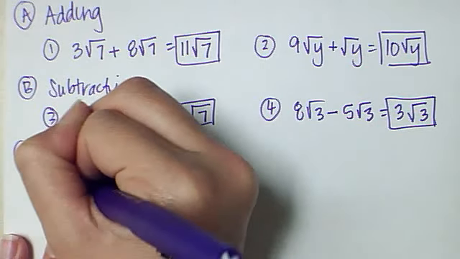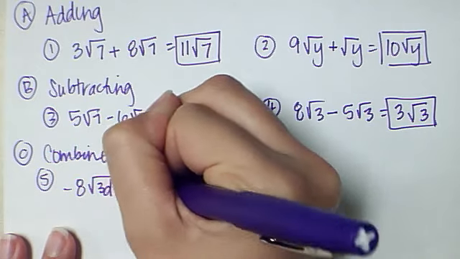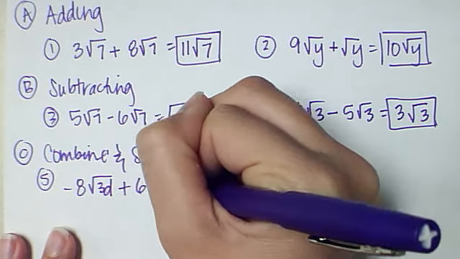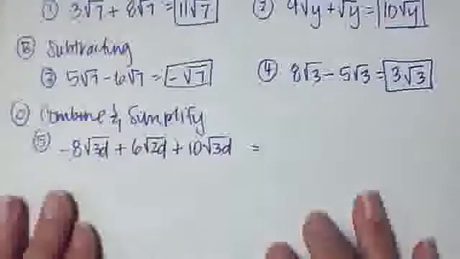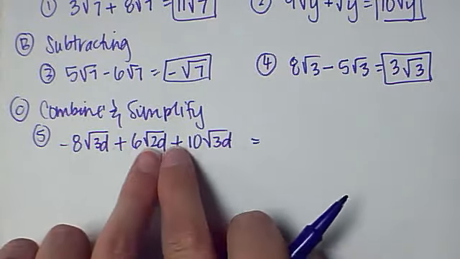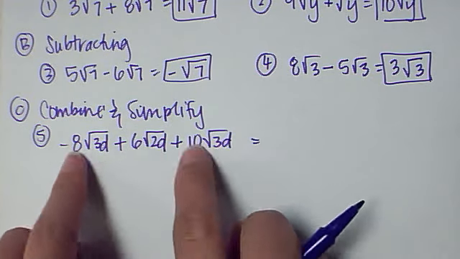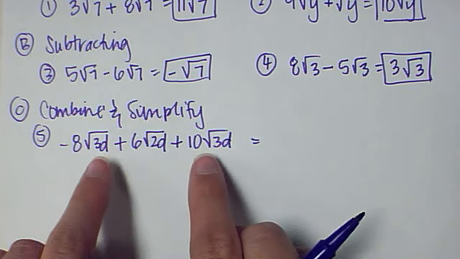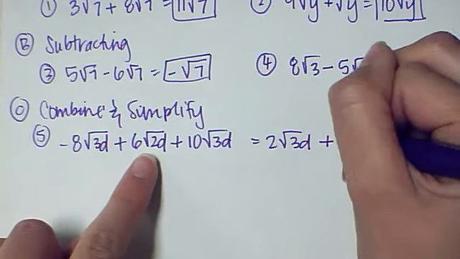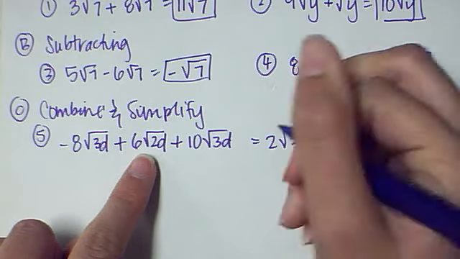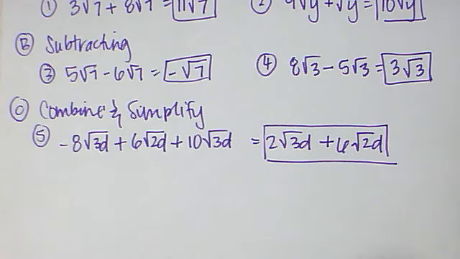Example number 5, negative 8 square roots of 3d plus 6 square roots of 2d plus 10 square roots of 3d. Now, notice I have some 3d's and a 2d. These two are alike, this one is not. So let me start by combining these two. I have negative 8 plus 10, which is 2 square root of 3d, plus just 6 square root of 2d. And that's where I stop. There's nothing else I can do to simplify.